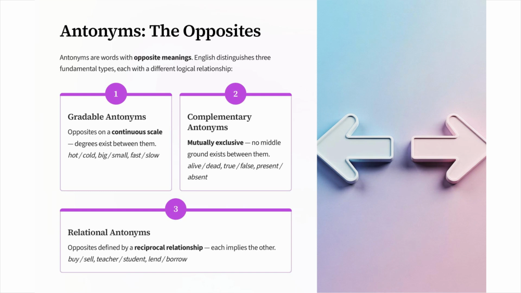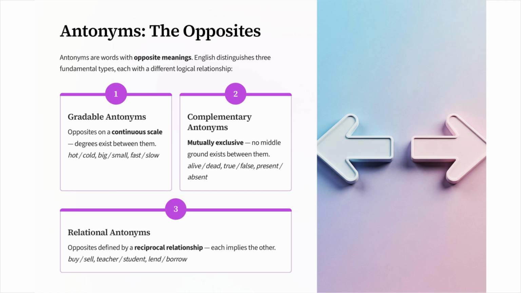Antonyms are words with opposite meanings, but opposition in language is not always simple. The presentation identifies three main types of antonyms. The first type is gradable antonyms. These are opposites placed on a scale, so intermediate degrees are possible. Examples include hot and cold, big and small, fast and slow. Something can be warm, medium-sized, or moderate, so the opposition is not absolute.